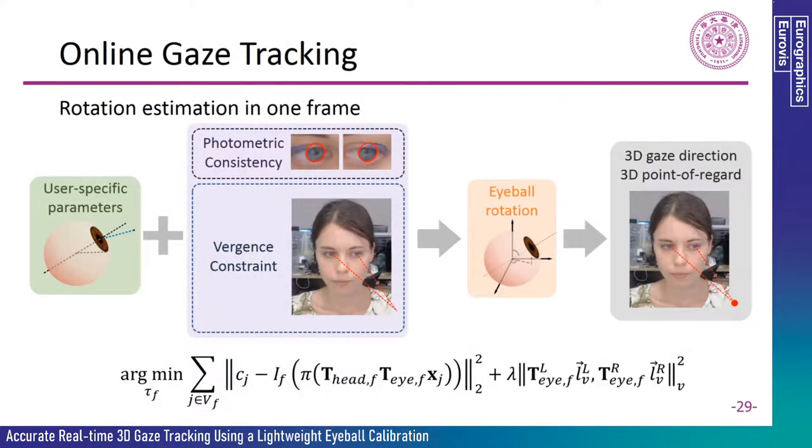Then, in the online gaze tracking, the time-invariant parameters of the user are fixed, and we estimate the time-varying eyeball rotations for each frame and then compute the 3D gaze direction and 3D point of regard. The energy to be minimized here is also a composition of the photometric consistency and the gaze vergence constraint.